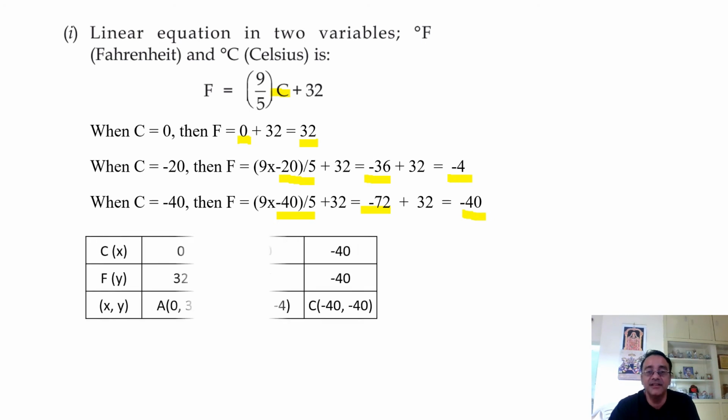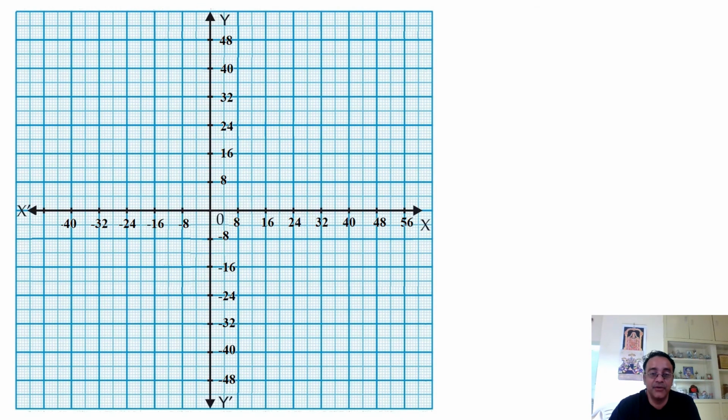So we got the three coordinates as according to the question. X we have taken for C, that is Celsius. Y we took for F, Fahrenheit. So we got the 3 points. Now we are going to plot these 3 points on the graph. So this is the graph. Now here I took the scale as 8 units. 1 centimeter is equal to 8 units.